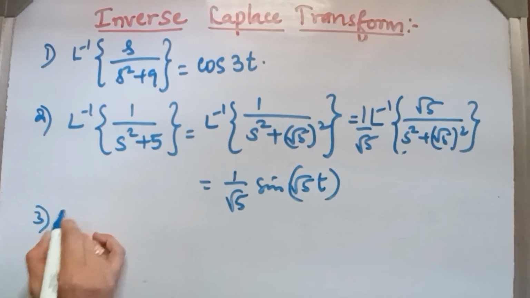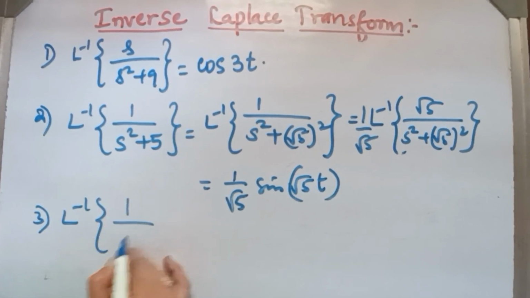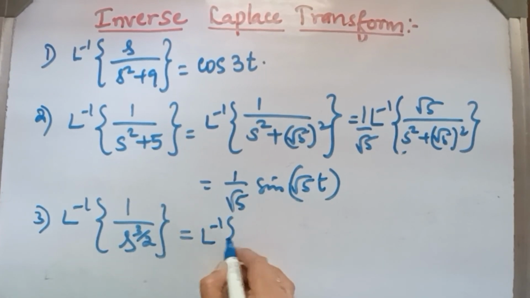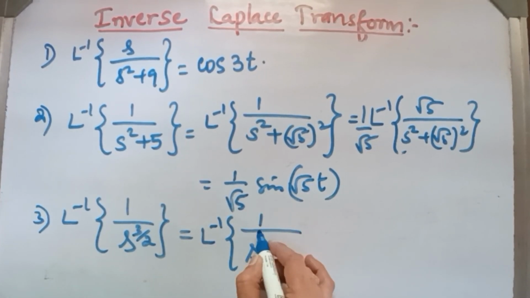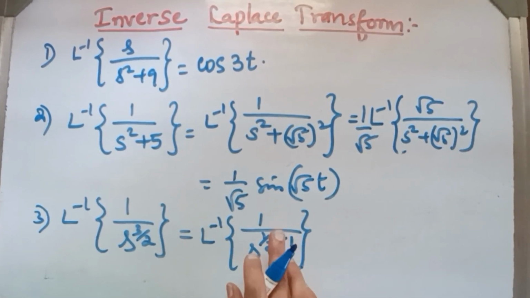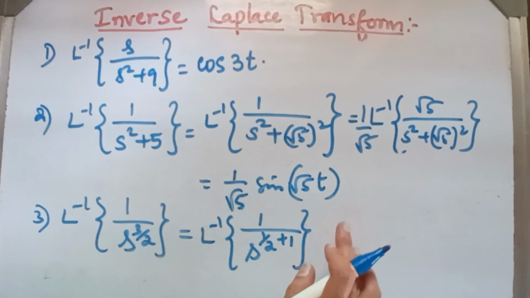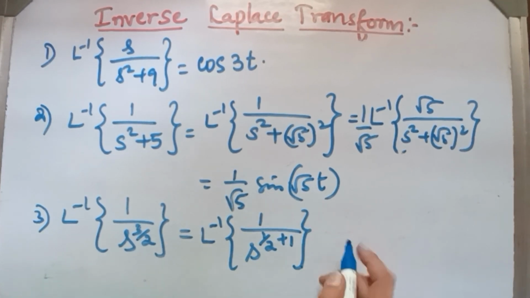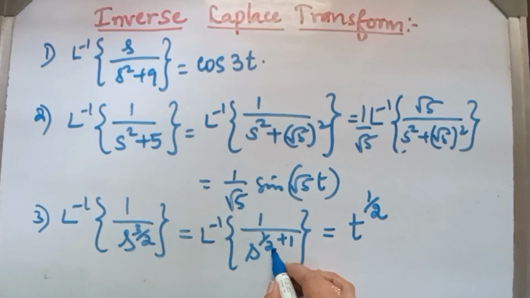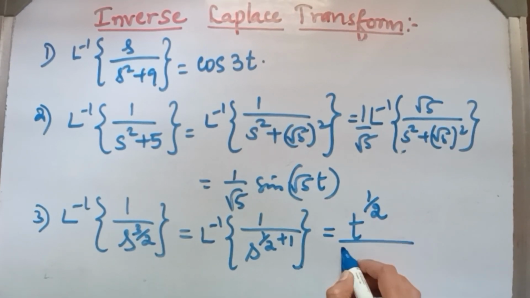One more, inverse transform of 1 by s to the power 3 by 2. As per the formula, this I can write as inverse transform of 1 by s to the power 1 by 2 plus 1. So what was the formula? Inverse transform of 1 by s power n plus 1 is t to the power n by gamma of n plus 1. So this is t to the power 1 by 2, n is 1 by 2, divided by gamma of 1 by 2 plus 1.